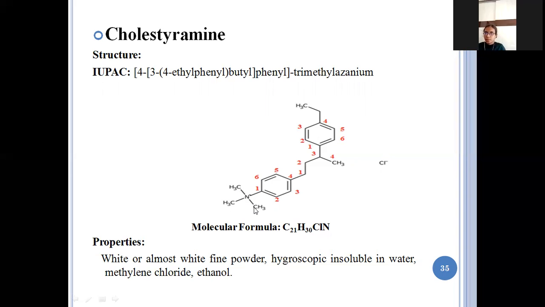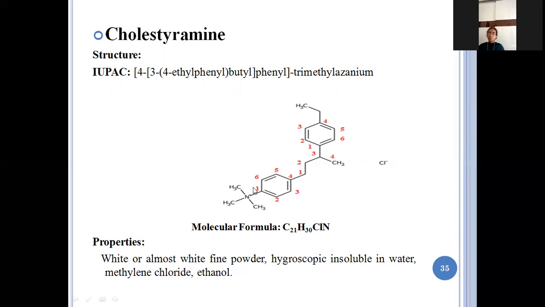So trimethyl azanium. For the fourth position of the phenyl, 1, 2, 3, 4, four carbon atoms means butyl is attached. And here in the third position, the phenyl group is attached. For that phenyl, in the fourth position, an ethyl group is there. So this is the ethyl phenyl butyl phenyl trimethyl azanium.